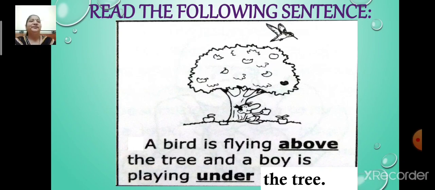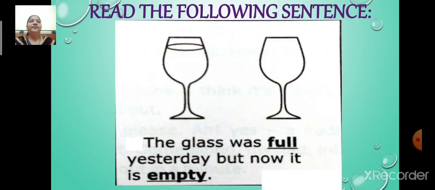Okay. Next. The glass was full yesterday, but now it is empty. I repeat, the glass was full yesterday, but now it is empty. So children, the underlined words full and empty are opposite to each other.